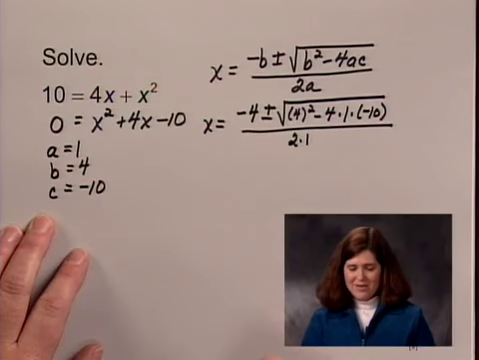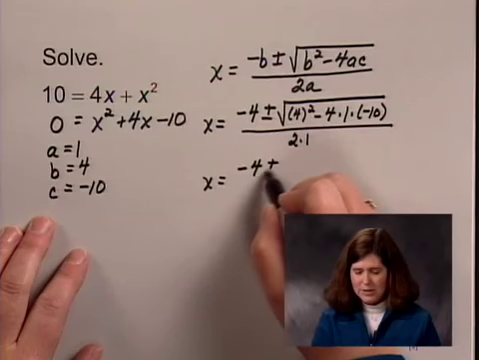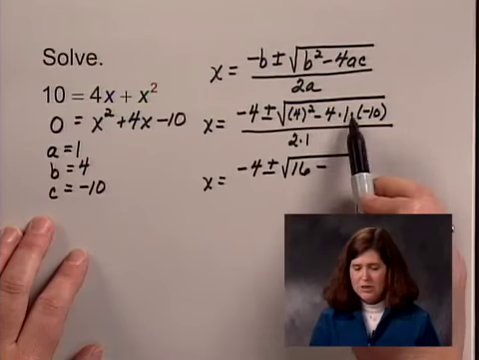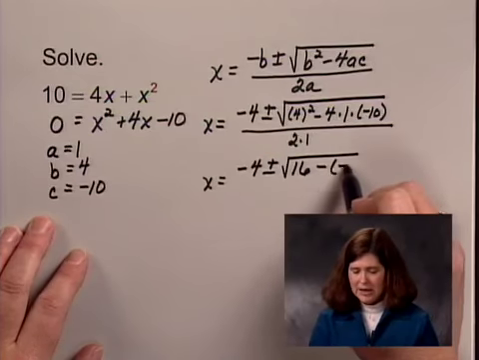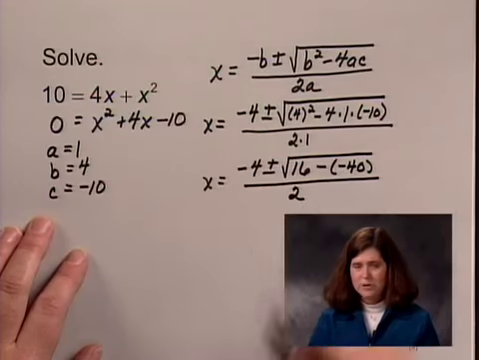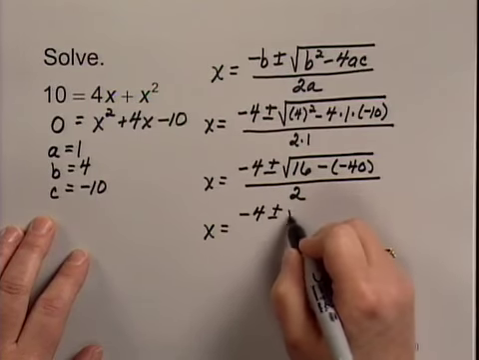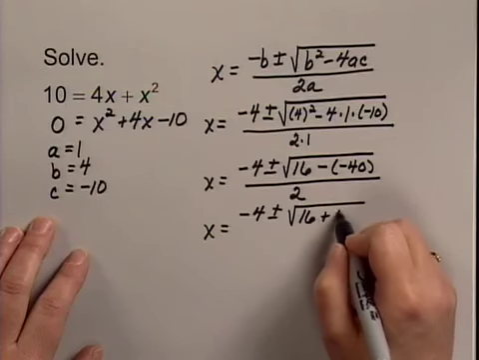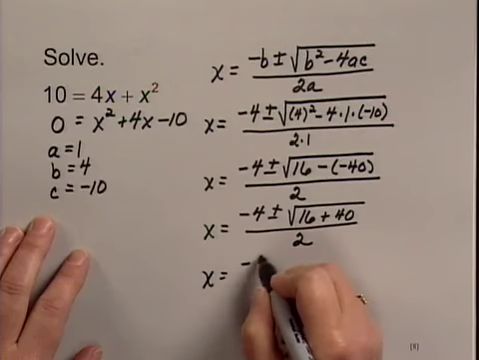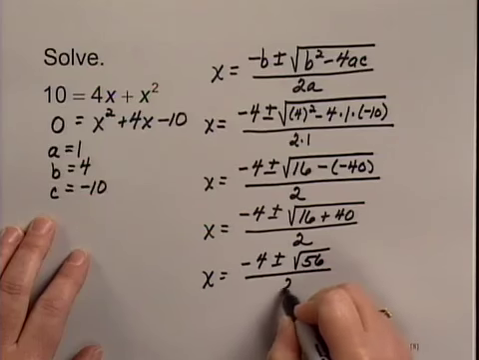And now what's left is simplifying. We have x equals negative 4 plus or minus the square root of 16 minus 4 times 1 times negative 10 is negative 40, all over 2 times 1, which is 2. That's the same thing as x equals negative 4 plus or minus the square root of 16 plus 40 all over 2, or x equals negative 4 plus or minus the square root of 56 over 2.